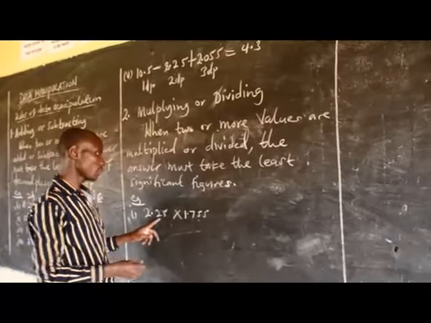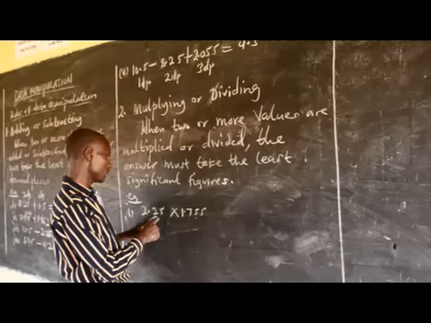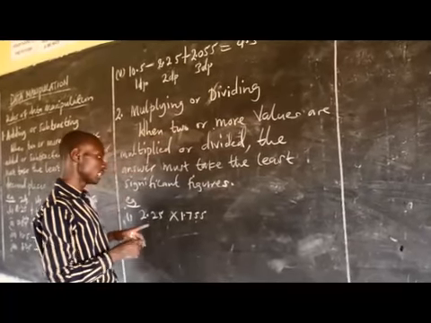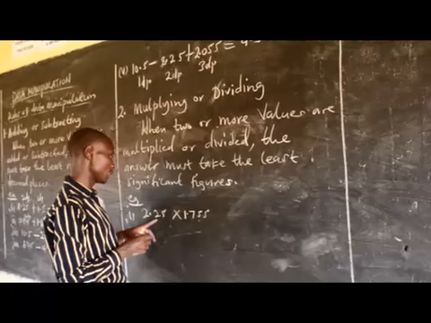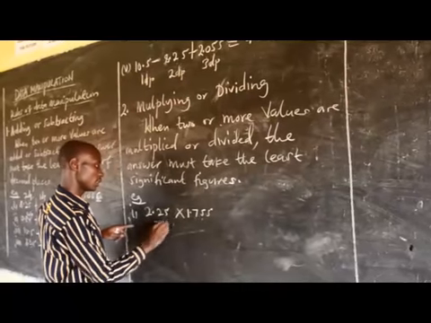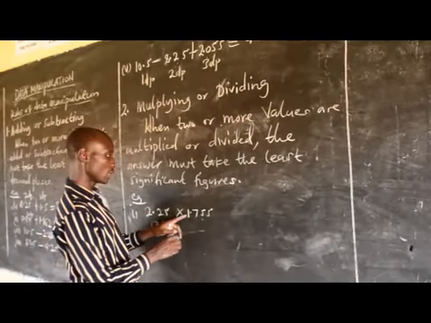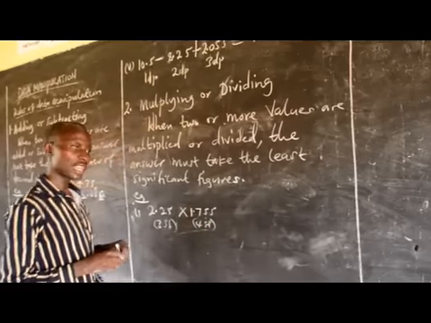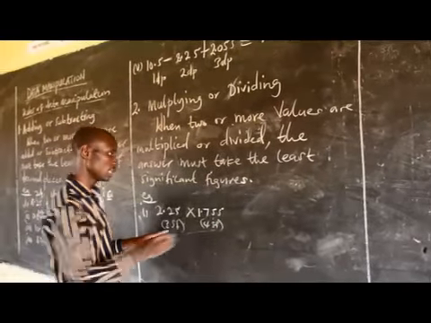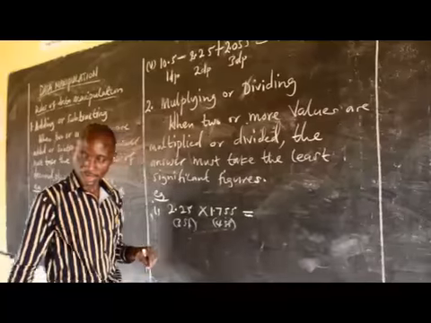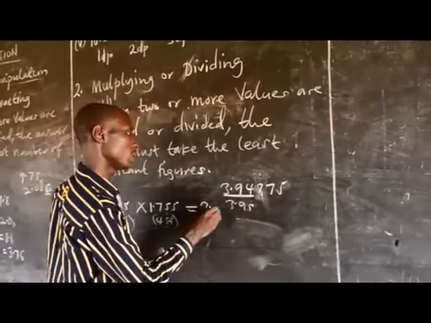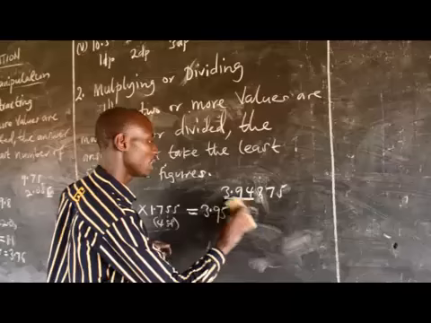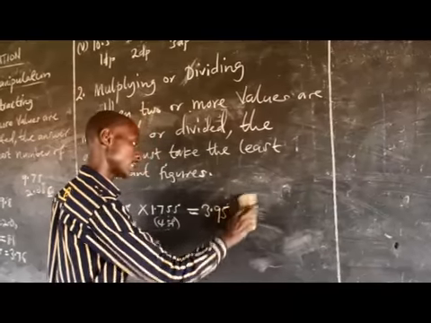Now we are talking about significant figures. Let us see, this one has 3 significant figures. This one has 3 significant figures. What about this one? This one has 4 significant figures. Our answer has to be to 3 significant figures. My answer will be 3.95. That figure has 3 significant figures.